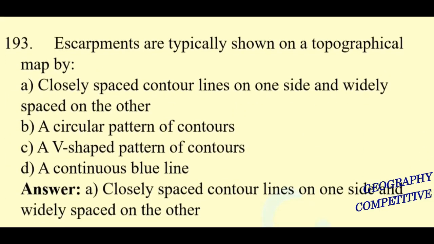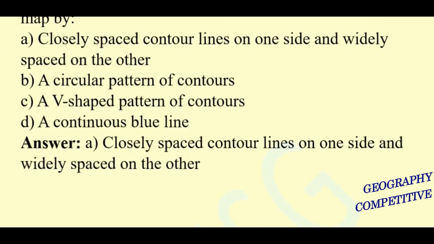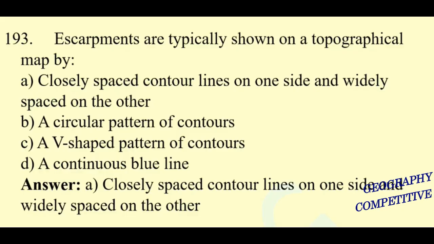Question 193. Escarpments are typically shown on a topographical map by closely spaced contour lines on one side and widely spaced on the other, a circular pattern of contours, a V-shaped pattern of contours, a continuous blue line. Here the right answer will be closely spaced contour lines on one side and widely spaced on the other.